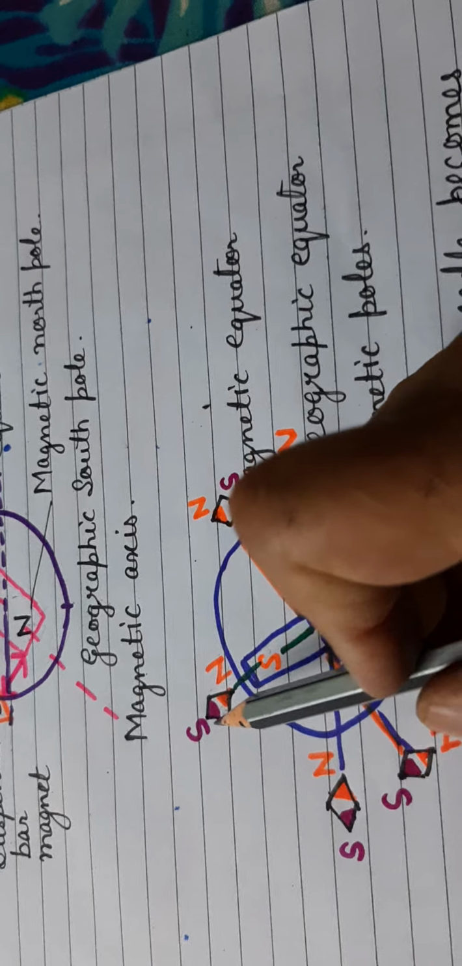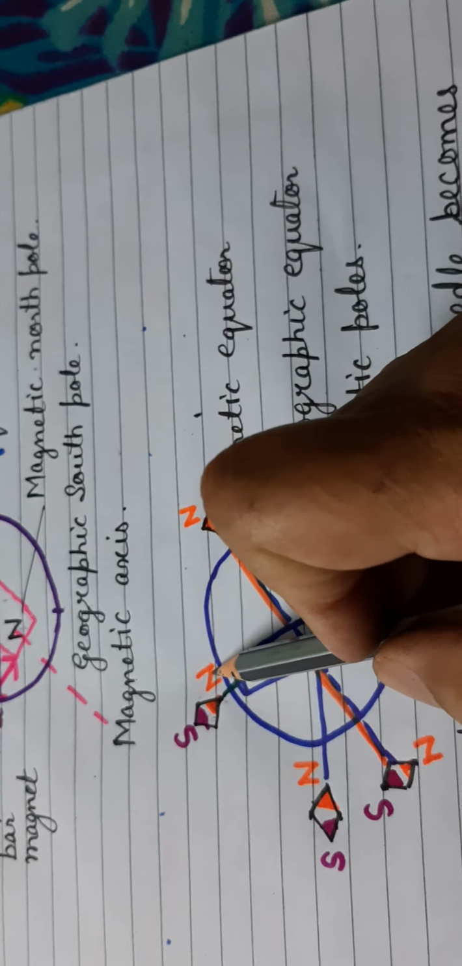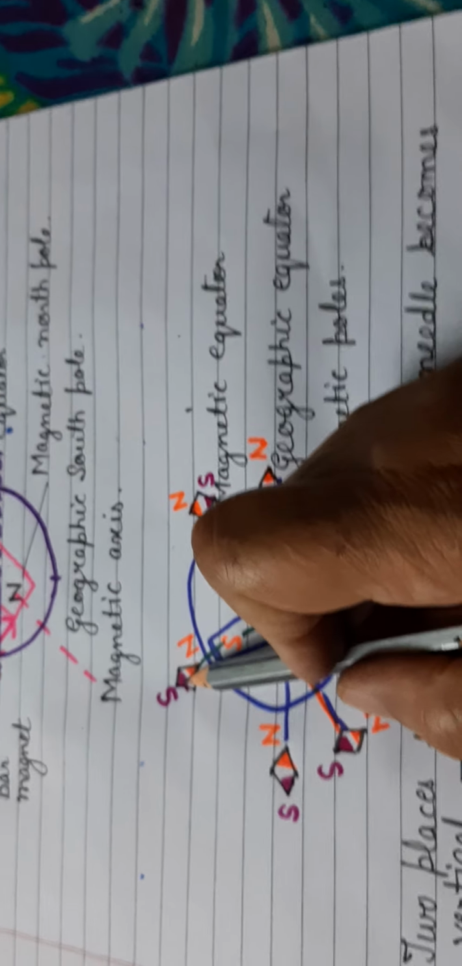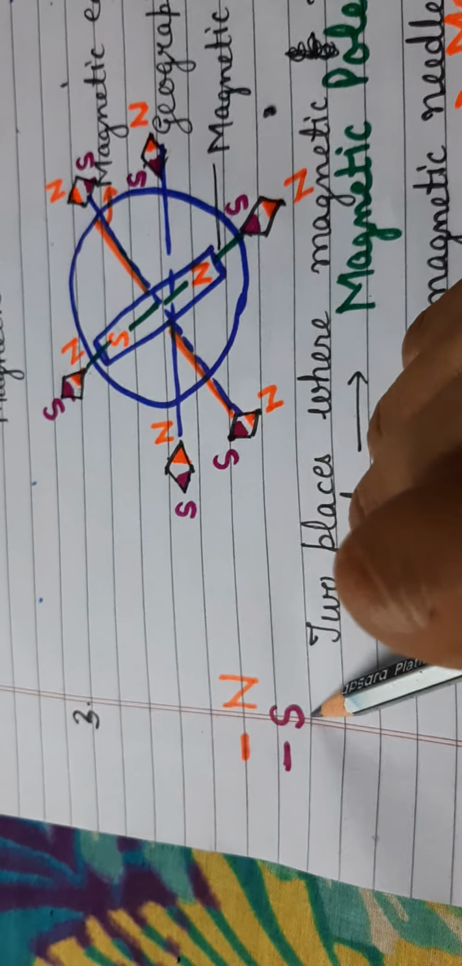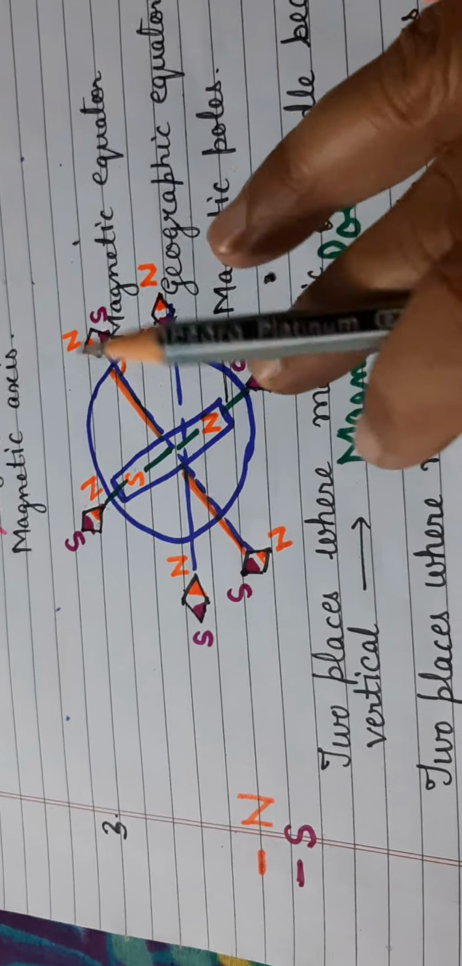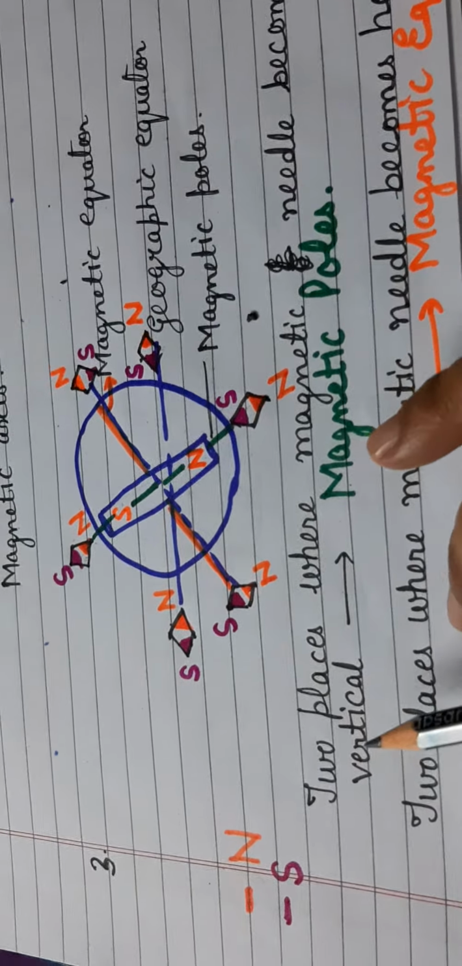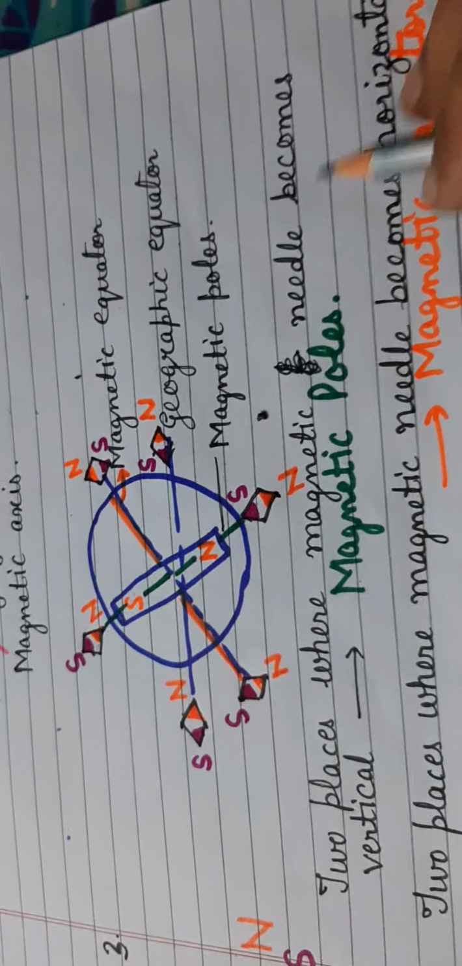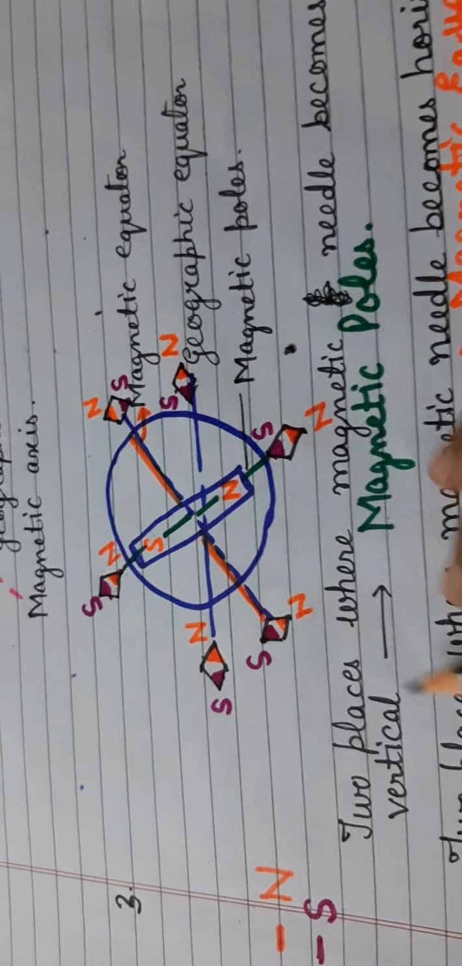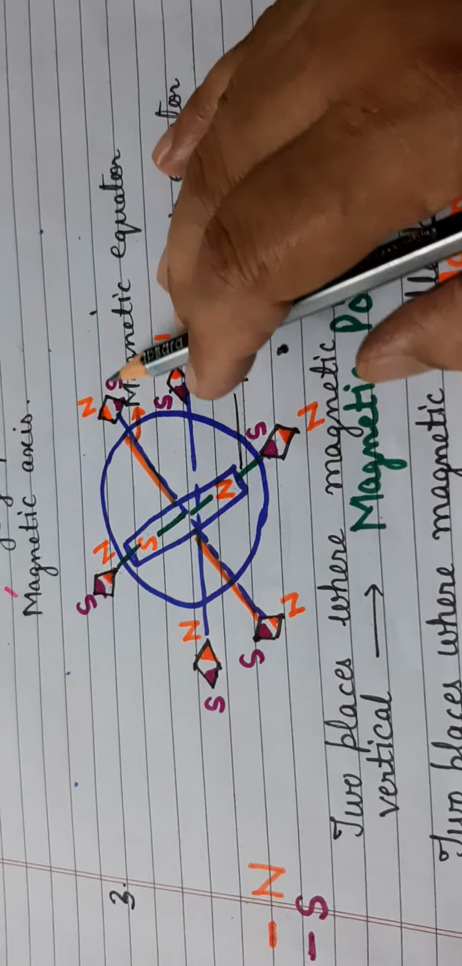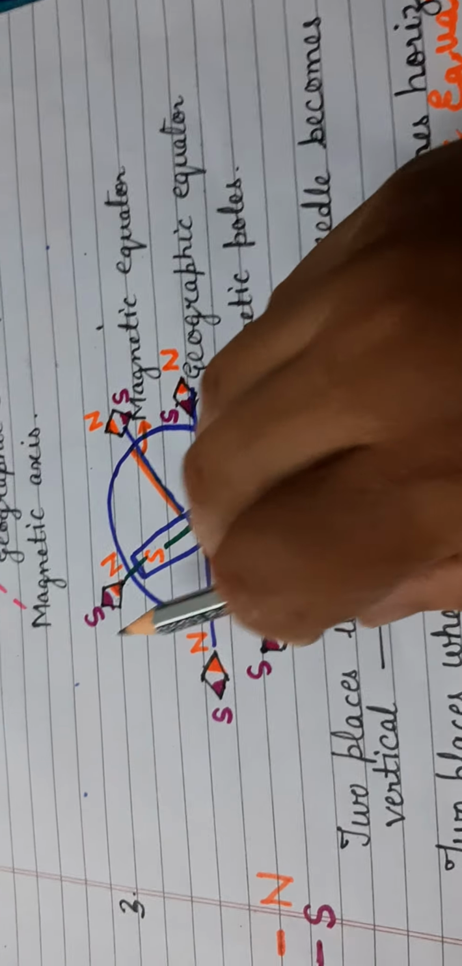And you can see I have used different colors. The orange represents the north and the pink represents the south. I have shown it over here. So the most likely question asked is, give 2 places where the magnetic needle becomes vertical. The magnetic needle comes into a vertical position at the magnetic poles, children.